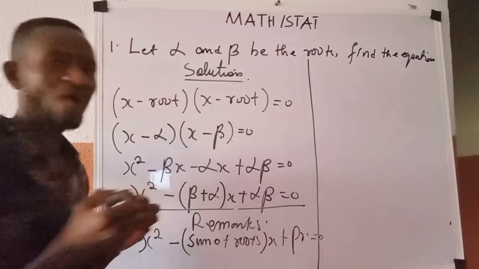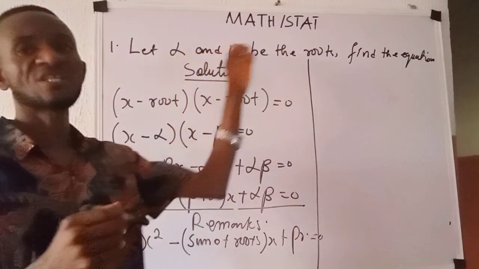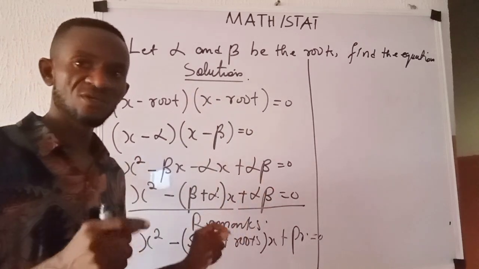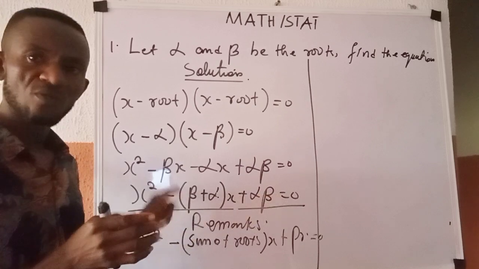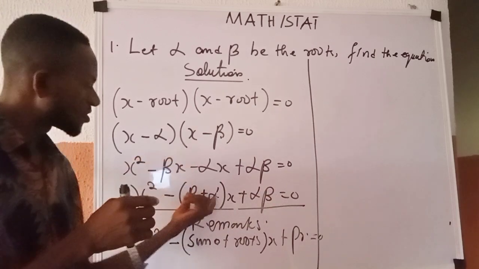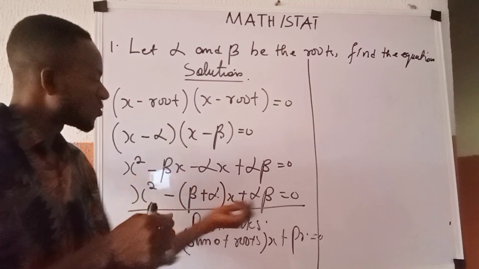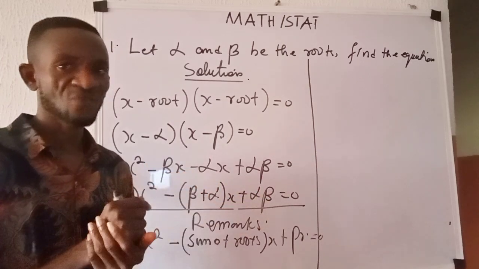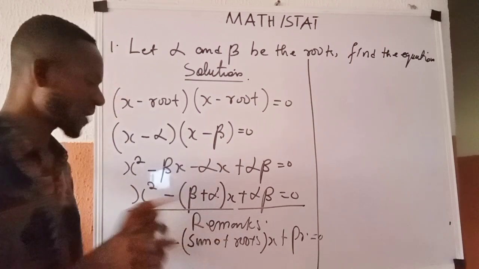0. So at every point in time that we are given roots of a quadratic equation and we are told to find the equation, we get the sum, we use this expression. We get the sum of the roots, put it inside here. And then we get the product of the roots, and put it inside here. Equate it to 0, and you must have arrived at the answer.